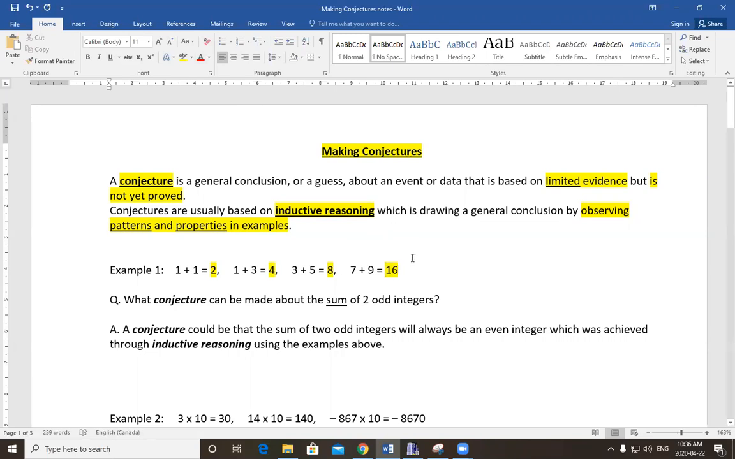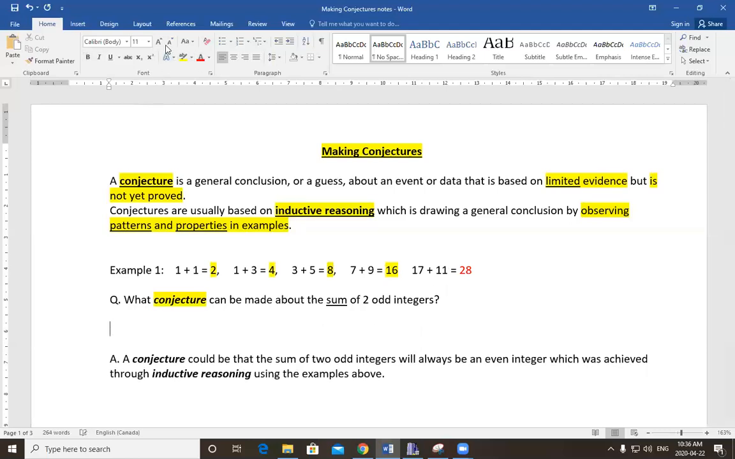If we looked at another example, let's say we had 17 plus, I don't know, let's say 11, the answer would be 28. So we have some different examples. We're going to use inductive reasoning now to come up with a general conclusion. So what conjecture can we make about the sum of two odd integers?